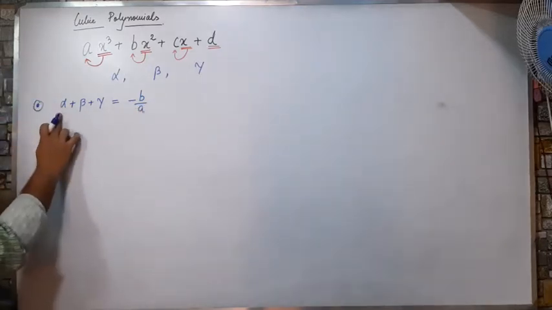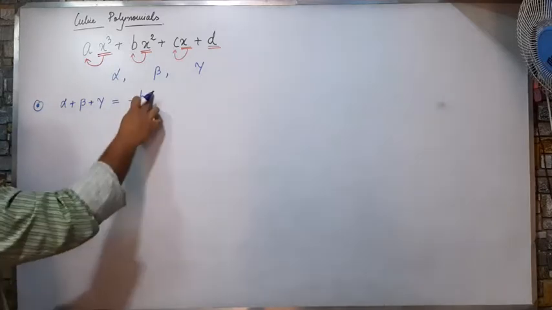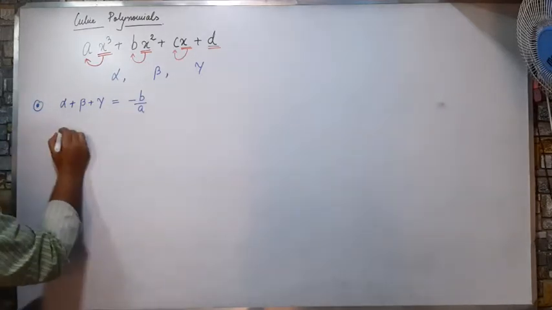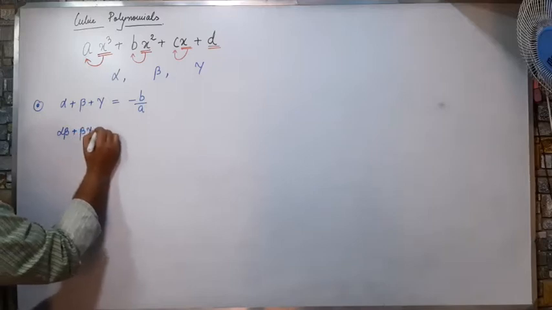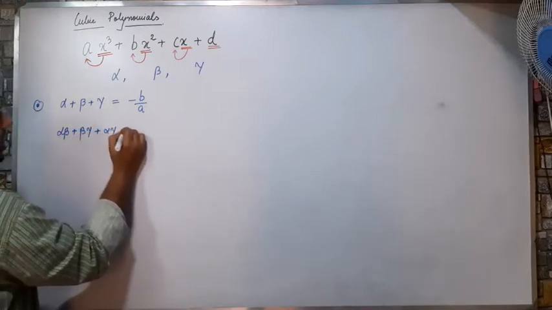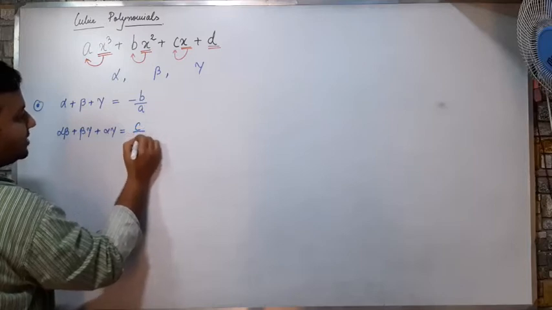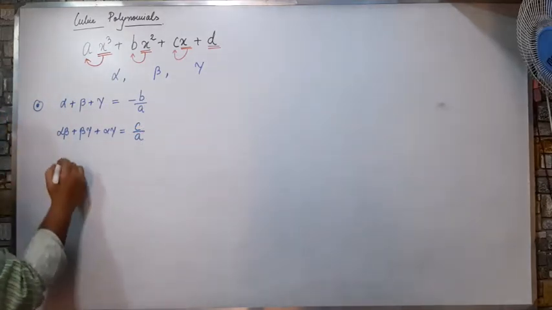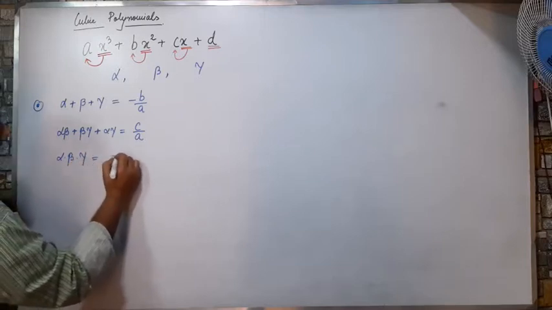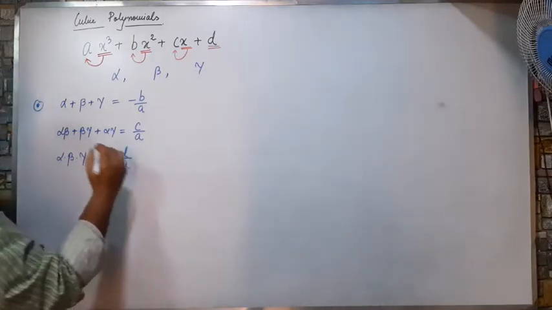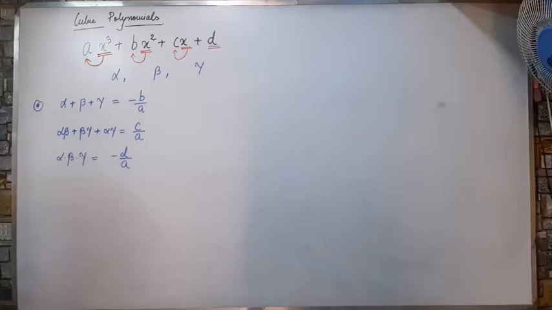The first relation: alpha plus beta plus gamma equals minus b by a. Second relation: alpha beta plus beta gamma plus alpha gamma equals plus c by a, and alpha into beta into gamma will be equal to minus d by a. I am repeating once again.